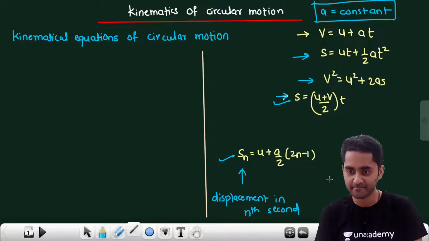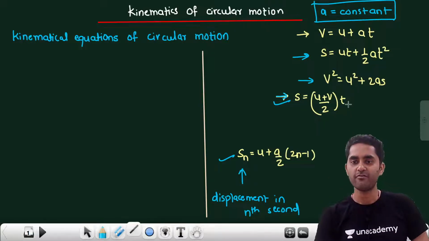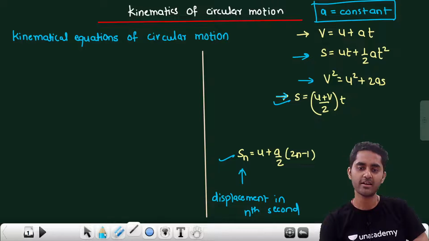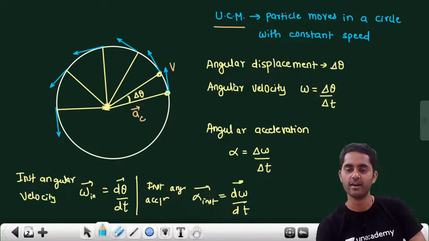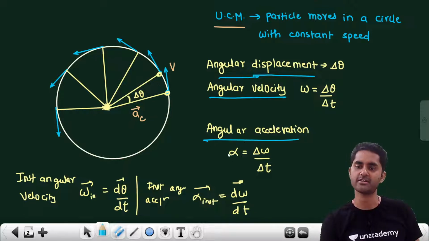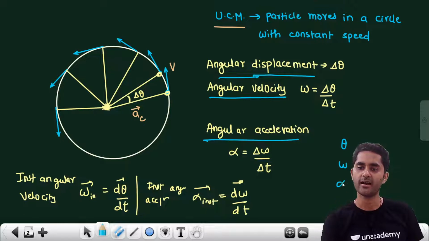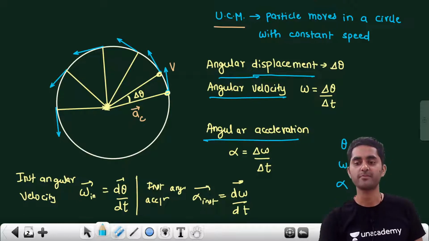Okay, so let's see. These were the equations of linear motion. Here, in place of displacement, we have angular displacement. In place of velocity, we have angular velocity. And in place of acceleration, we have angular acceleration. So we have three quantities: theta, omega and alpha. Angular displacement, angular velocity and angular acceleration.